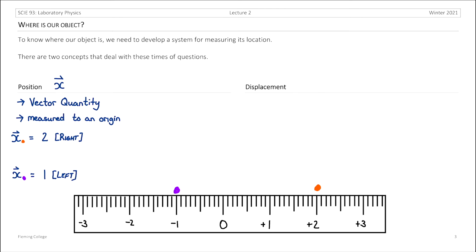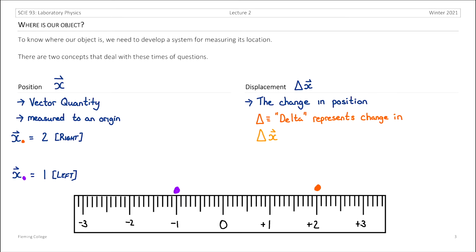The other concept that we use when we are talking about position is displacement. Displacement is the change in position of an object. We represent displacement with this symbol. This triangle is the Greek letter delta, and we use delta to stand for change in. In our example, we could calculate the displacement between the purple and orange dots. We need to apply the convention we mentioned earlier in order to be able to do calculations with vector quantities.